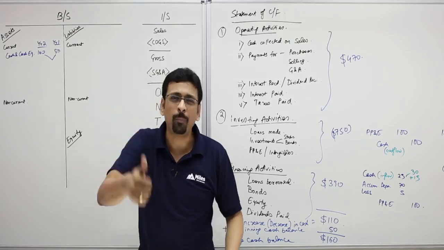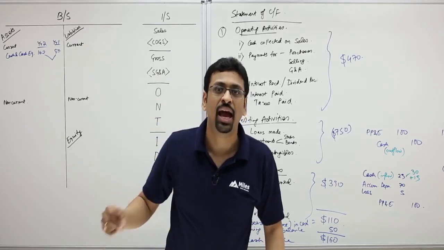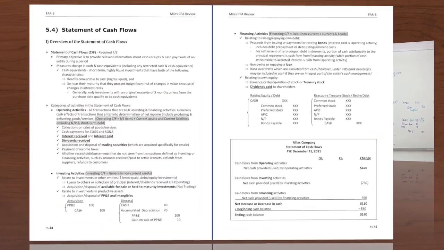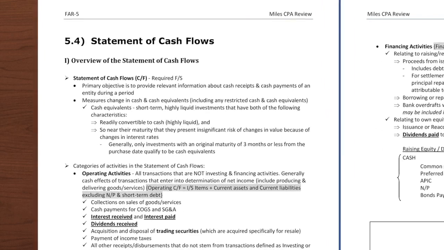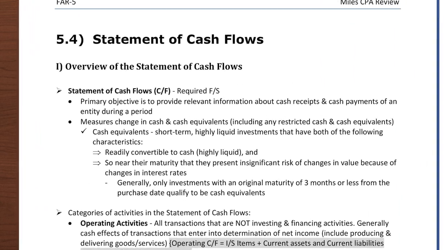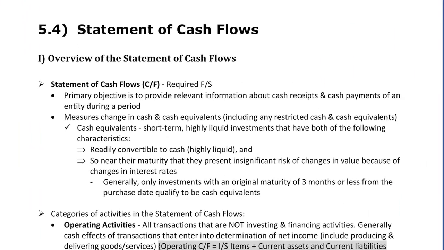So guys, we're looking at operating, investing and financing activities. We're looking at the statement of cash flows on page 44. The statement of cash flows is a required financial statement whenever a company is presenting the results of its operations for a year. Put a box around required financial statement. On the third bullet there, you got three categories of activities in the statement of cash flows.